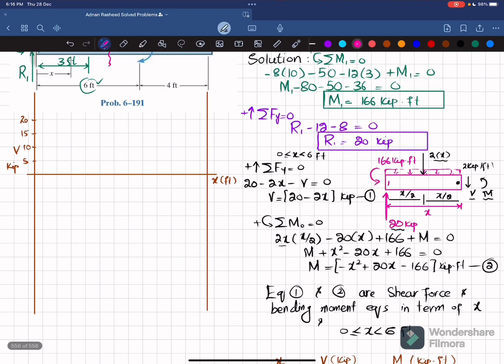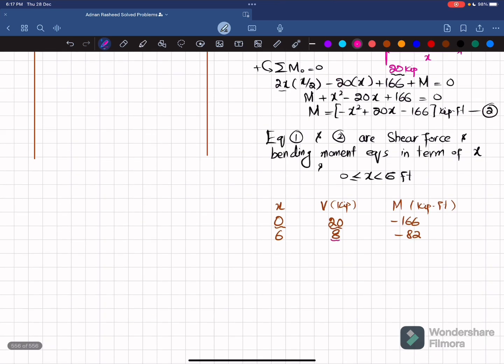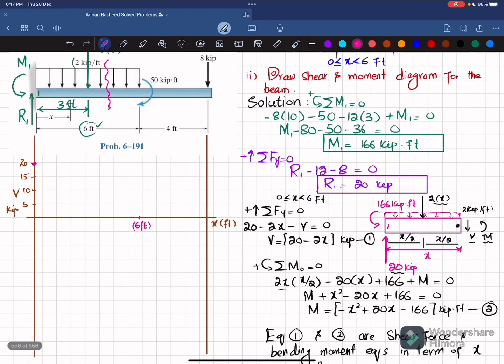So for x is equal to 0, we have V is equal to 20. So what we will do is that for x is equal to 0, our first point is this one. Clear? And for x is equal to 6 feet, so this is 6 feet length. We have shear force is plus 8. So we will locate plus 8. So plus 8 will be somewhere here. Let me choose the point. This will be plus 8.